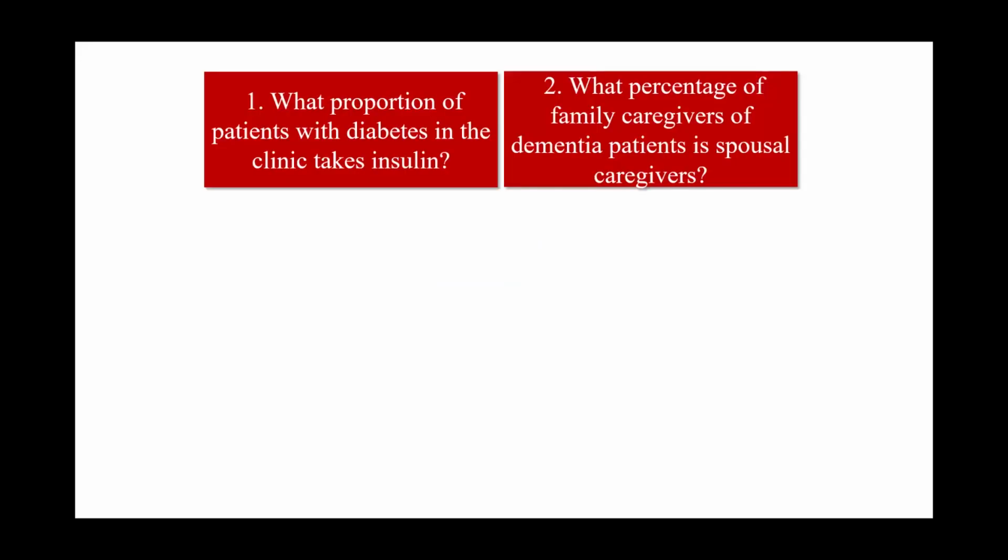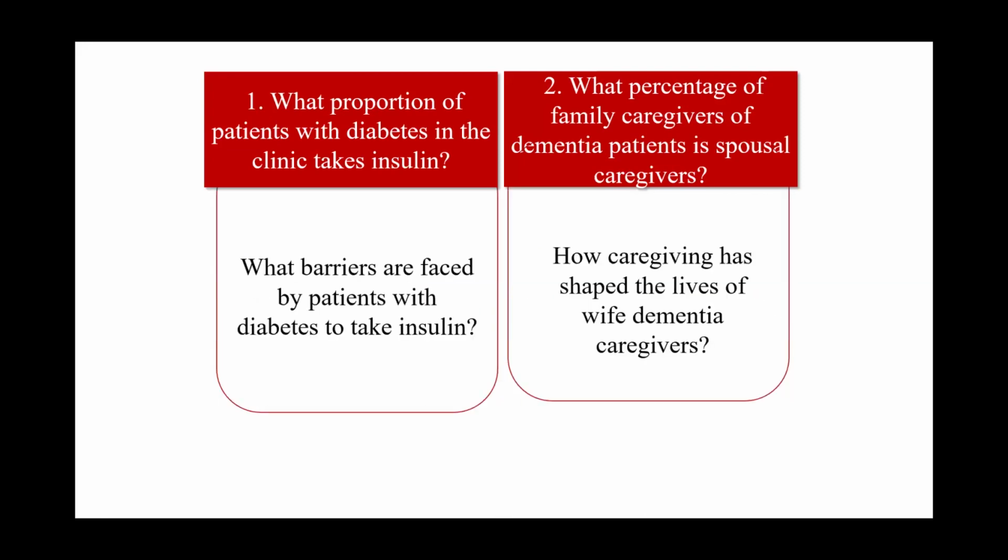Let's take a look at these 2 research questions. The first one, what proportion of patients with diabetes in the clinic takes insulin? And second question, what percentage of dementia family caregivers is spouse? Both questions can be answered by a number, right? But if we want to understand why diabetic patients are not willing to take insulin, or how caregiving experience has shaped the lives of wife dementia family caregivers, do you think these 2 questions can also be answered by some numbers?